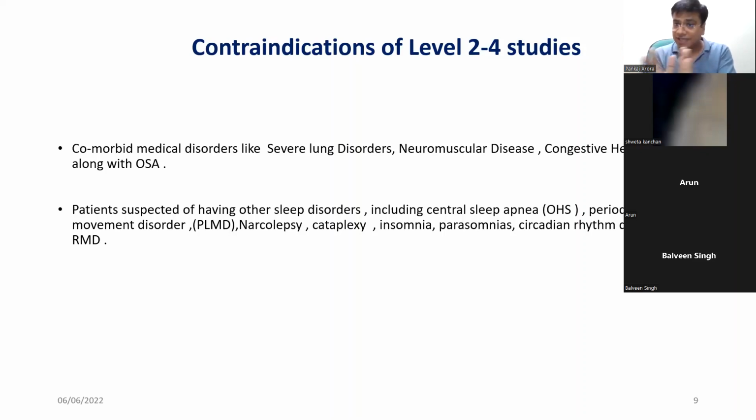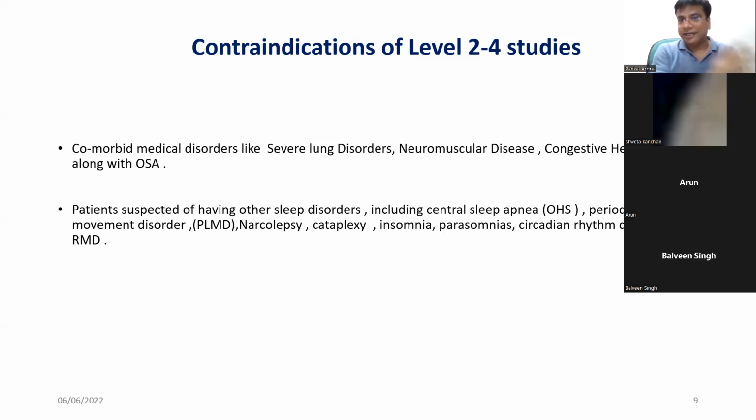Yes, I have put insomnia and circadian rhythm disorders here because in these cases we will basically use actigraphy, but in some cases we will still use level 1 polysomnography. So I have put insomnia and circadian rhythm disorders here also. So these are the contraindications of level 2 to level 4 studies, where we will use level 1 studies only.